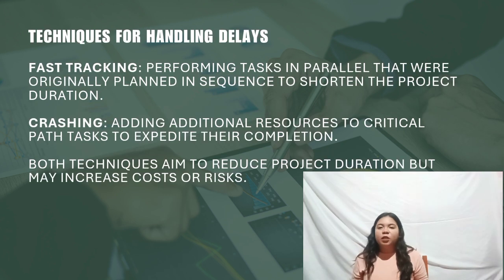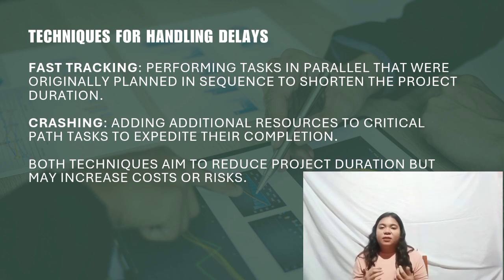Techniques for handling project deadlines. So when a project is delayed or at risk of missing deadlines, the project managers can use specific techniques to recover lost time and shorten the schedules. So the 2 commonly used methods are fast tracking and crashing. Both aim to reduce the overall project duration, but they may involve increased cost or risk.